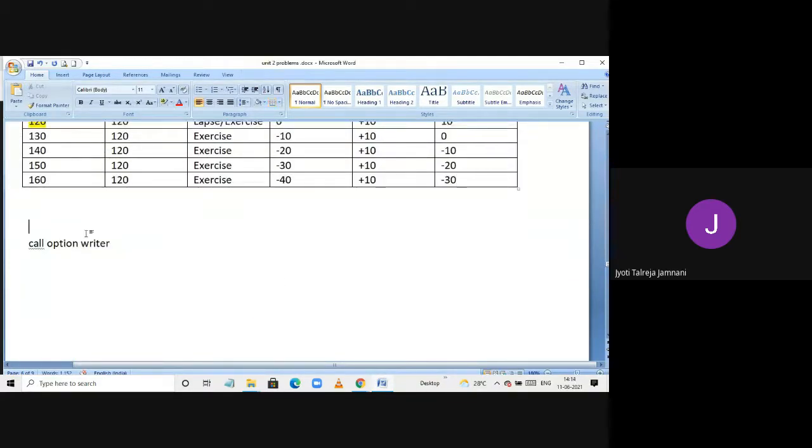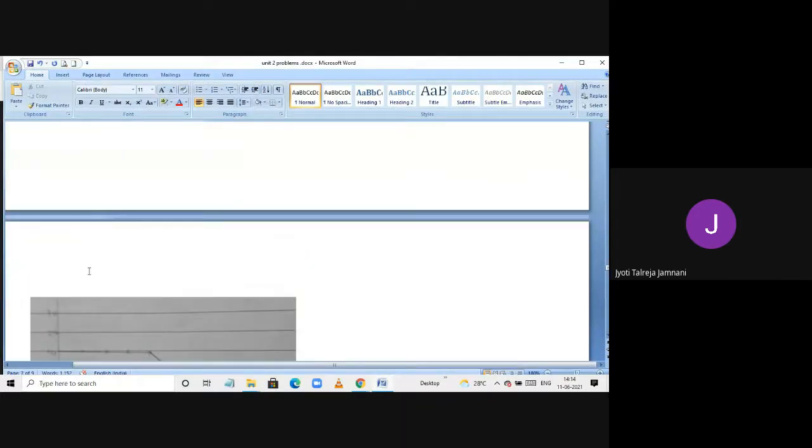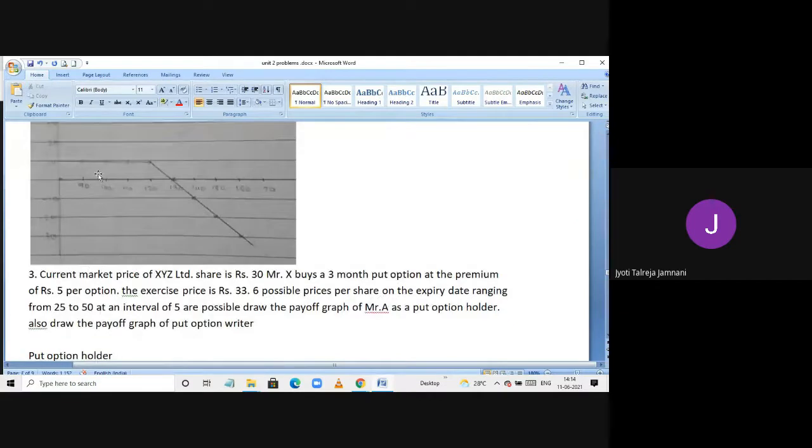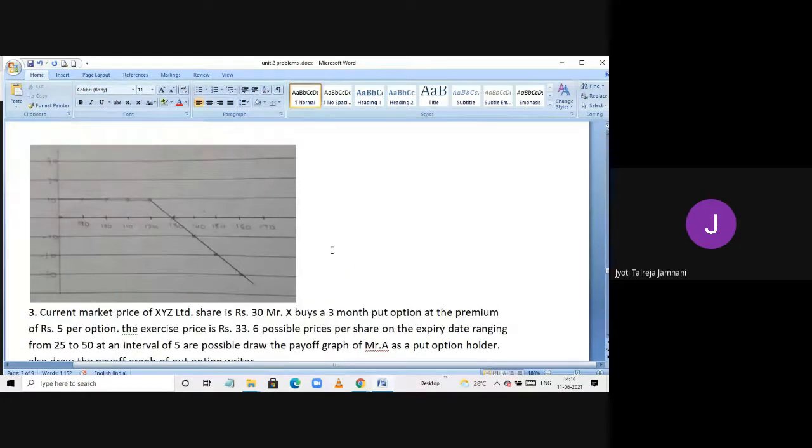So if we look at the graph, you can see here from 90 till 160 we have taken the prices, and at 90 to 120 he is gaining 10 rupees. At 130 he is at BEP. Anything above 140 he is losing 10 rupees, 20 rupees and 30 rupees. So the gain is limited to 10 rupees and the loss is unlimited. So this was the second sum on call option payoff. Any doubts in the first two sums of the call option?